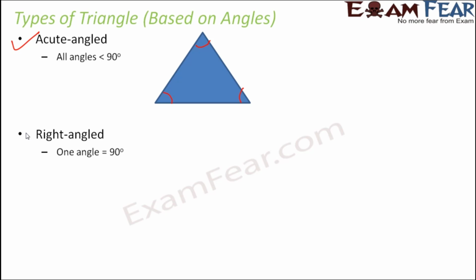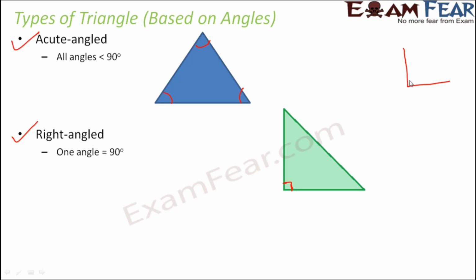The next type would be right-angled triangle. In a right-angled triangle, one angle is 90 degrees. As you can see here, this angle is 90 degrees and the other two angles are definitely acute angles. Now, do you think that you can have a triangle where two angles are 90 degrees? No, you can't. If you want, you can just try it out, because a triangle will have only three sides. It cannot have more than three sides.